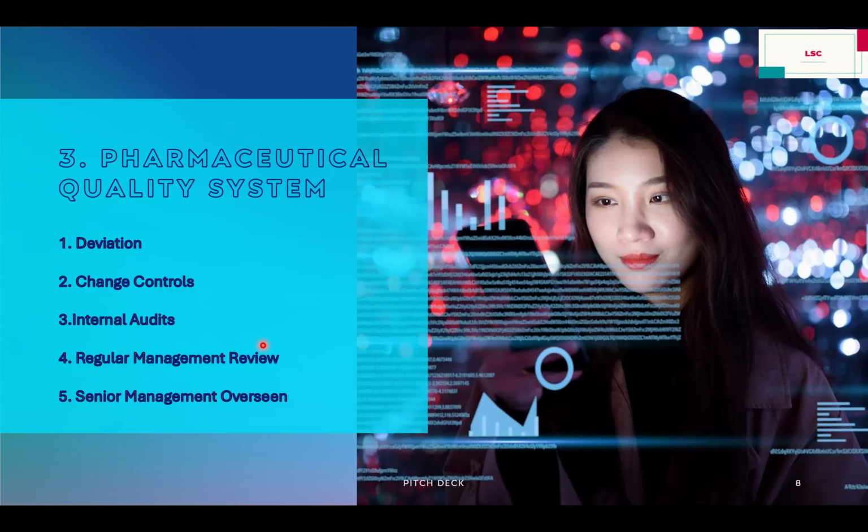Next, fourth, regular management review. Regular management review should cover all the relevant performance indicators for the computerized system and your process, and they have to be checked in an adequate manner and adequate action taken. Although the guideline does not describe what the performance indicators should be, my comment was that some examples should be incorporated here.